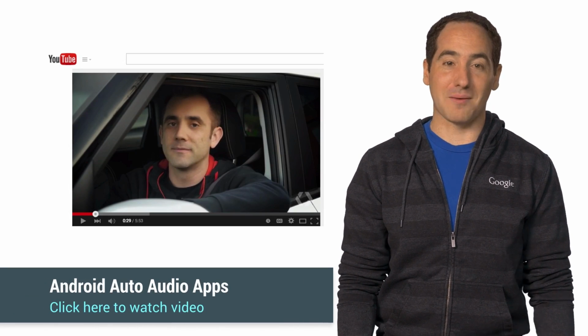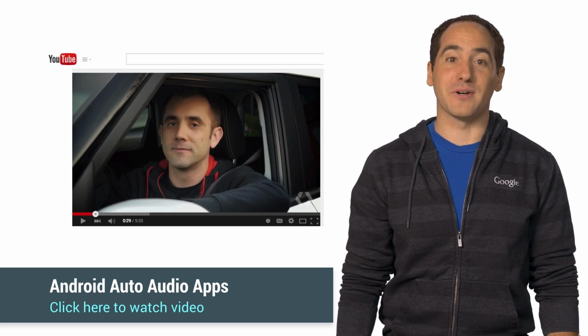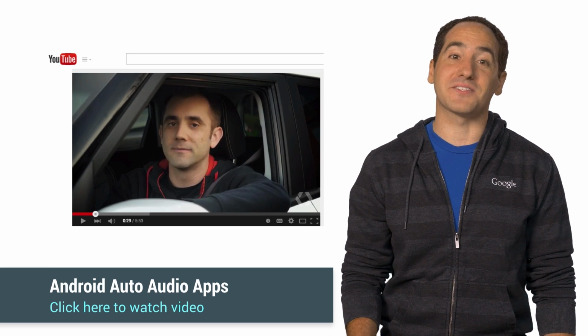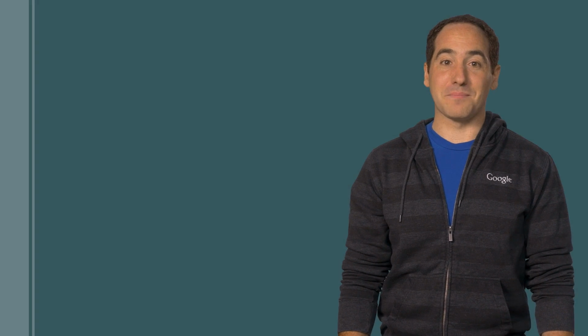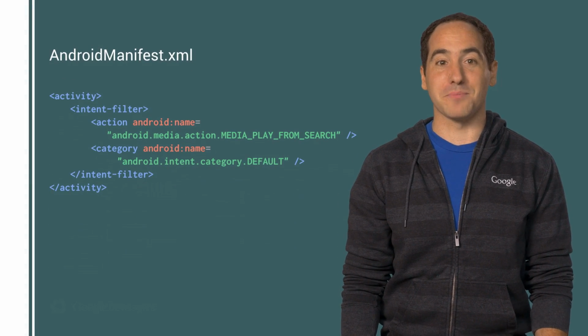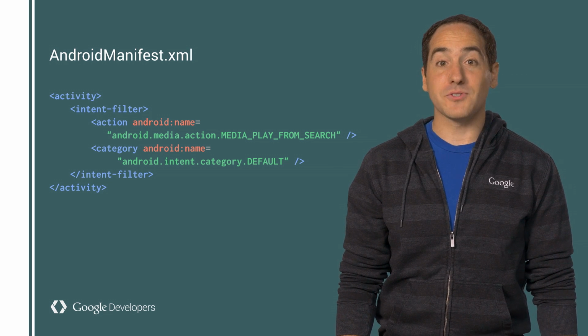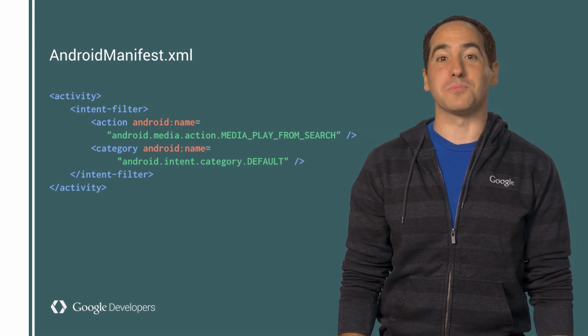Now let's see how to implement voice actions in your existing audio app. First, if you'd like a refresher on how to build an audio app, check out this great video by Wayne Pekarsky. The first step is to add the Media Play from Search entry to your manifest. This enables Auto to launch your app in response to a playback voice action.